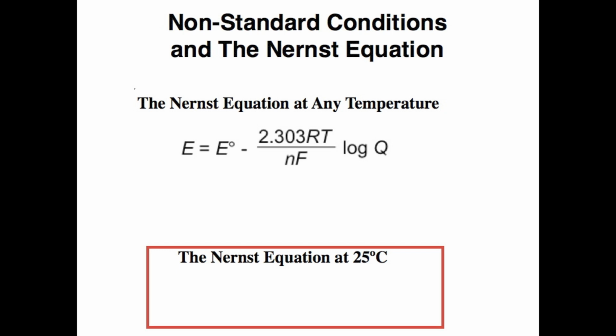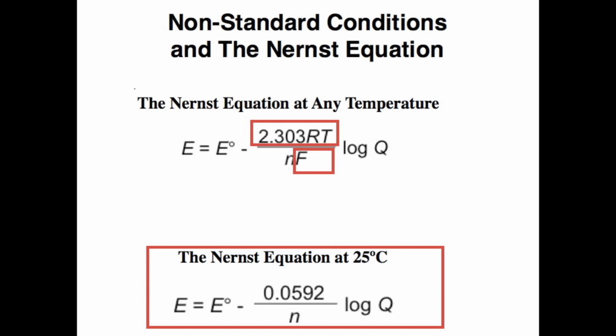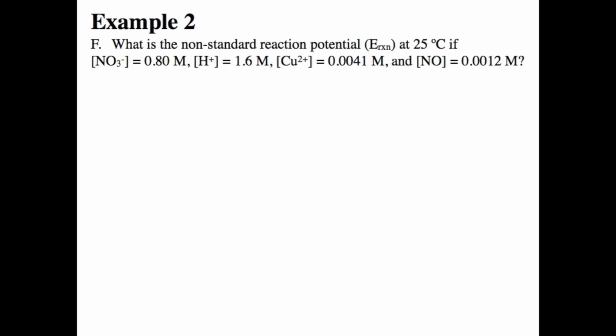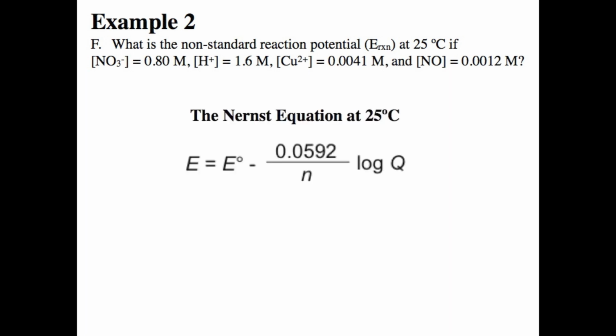For a reaction at 25 degrees Celsius, you can modify the Nernst equation by combining all of the constants and also the temperature at 25 degrees Celsius, and you will obtain the new Nernst equation as the following. Example 2F asks to calculate the non-standard reaction potential at 25 degrees Celsius. We will use the Nernst equation at 25 degrees Celsius.